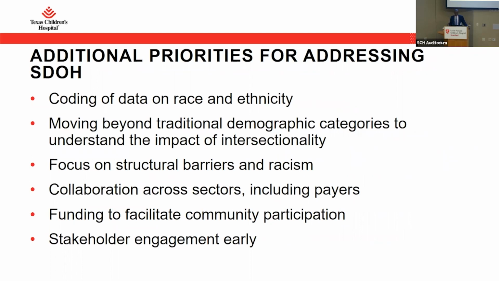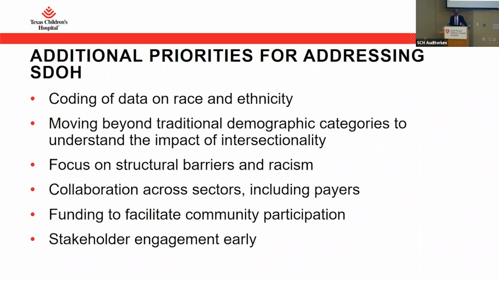And then these are just initial things I think are important. So coding of data on race and ethnicity. Kim Huang in PHM has done some great work on this. That's important in terms of what we think is in the EMR versus how families identify themselves as well. And then moving beyond just traditional demographics, thinking about the impact of intersectionalities, so minority women or other kinds of groupings, disability, and how they come together, because their needs may be different than the traditional identities that we think of. Racism obviously is important. Collaboration across sectors, including payers, now that they're so incentivized to do this work.